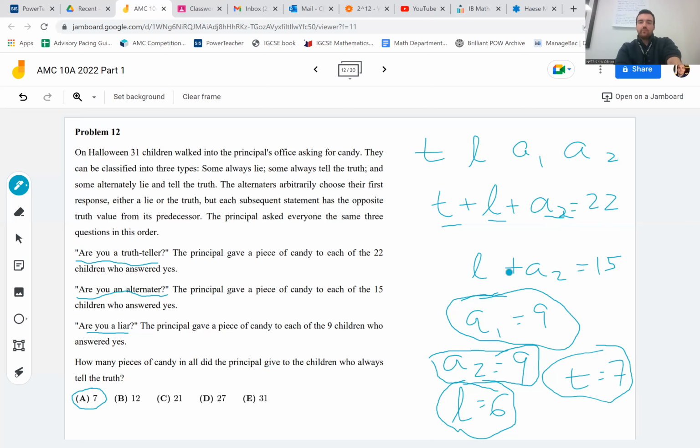And then the people who would say yes on this 3rd question would be the people who lie first and third, which is A2. So that tells you that A2 is 9. Because A2 is 9, L must be 6, and therefore, summing up to 31, T must be 7. So therefore the answer is 7. That's why I got thrown off. But it's the people who alternate with a lie first who would have said yes the first round. I got a little mixed up there, but ultimately we got the right answer. This is a fun problem. All right, I'll see you for number 13.